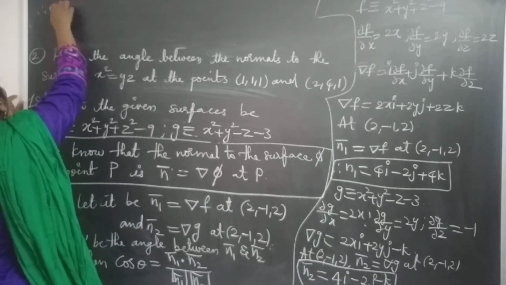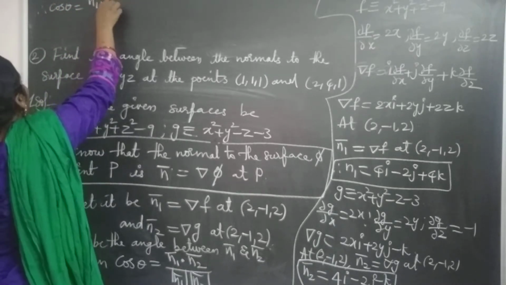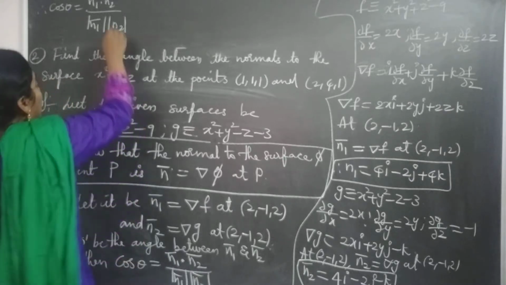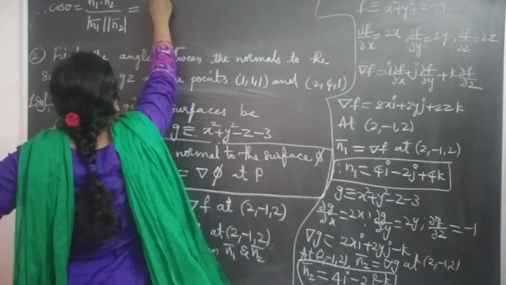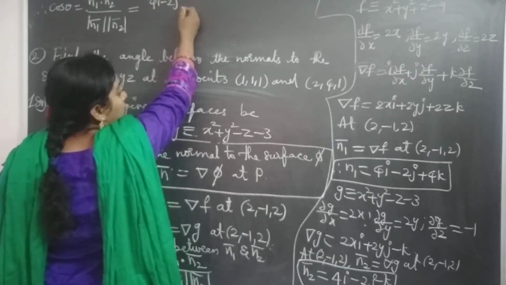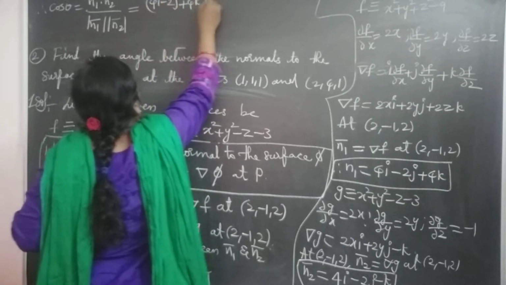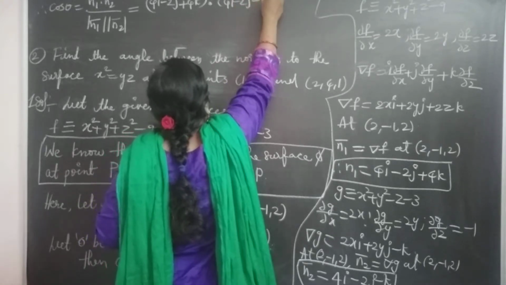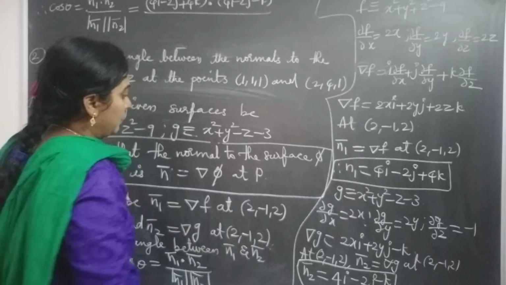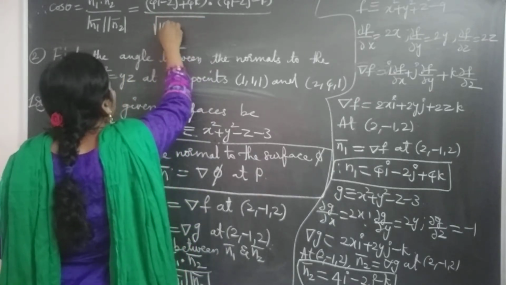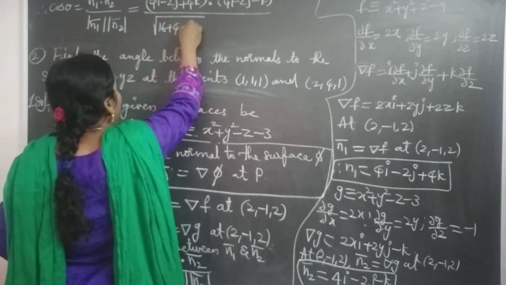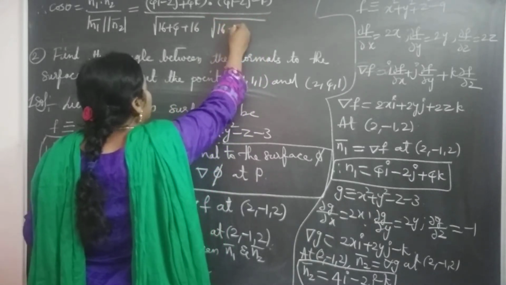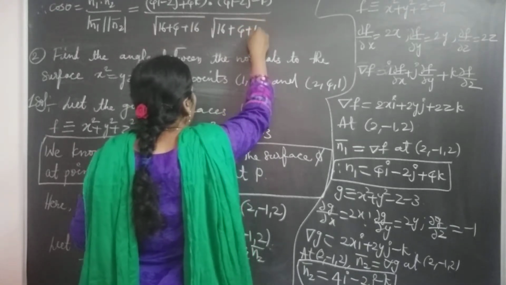Therefore, cos theta is equal to n1 vector dot n2 vector by modulus of n1 vector times modulus of n2 vector. That is equal to n1 vector, which is 4i minus 2j plus 4k, dot 4i minus 2j minus k, by under root of 4 fours are 16 plus minus 2 whole square plus 4 whole square, that is 16, under root of 4 fours are 16 plus minus 2 whole square plus minus 1 whole square plus 1.